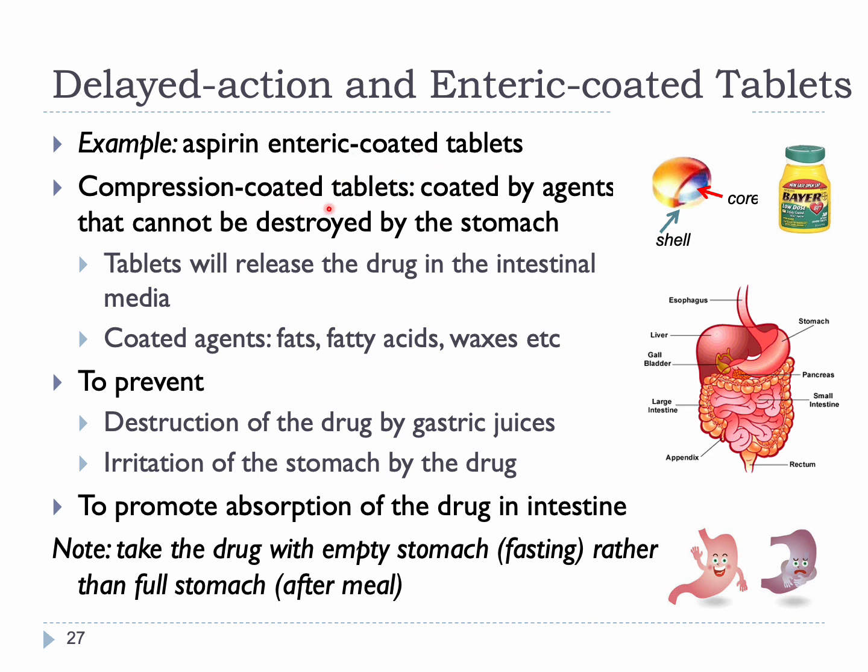This kind of compressed coated tablet is coated by an agent that cannot be destroyed by the stomach. The tablets will release the drug in the intestinal media instead of the gastric fluids. The agents used to make enteric coated tablets are fats, fatty acids, wax, etc. This kind of tablet helps to prevent the destruction of the drug by gastric juices and reduces the irritation of the stomach by the drug. And also, this kind of tablet will release the drug more in the intestine, so it promotes absorption of the drug in the intestine.